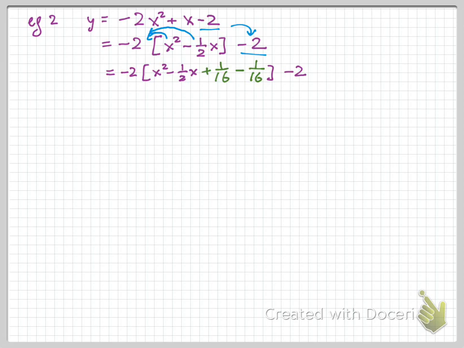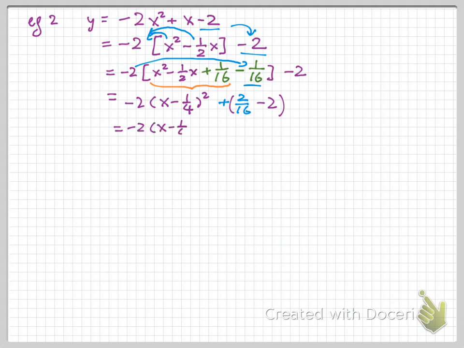Now, the first part changes to a complete square. This portion becomes x minus 1/4 squared. The minus 2, I copy the minus 2. And the minus 1 over 16, combined with the minus 2, becomes plus 2 over 16. And then we still have the minus 2. So after all, the result should be minus 2 times x minus 1 over 4 squared, and that is minus 15 over 8.